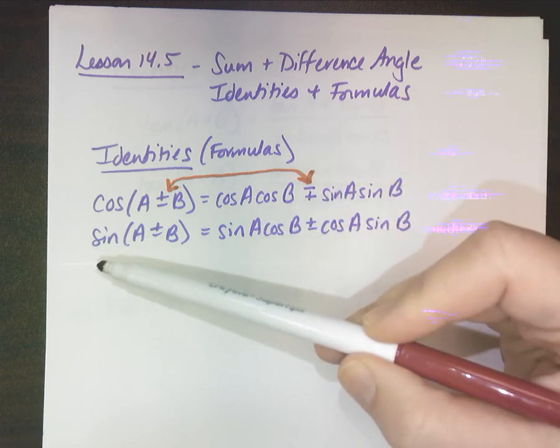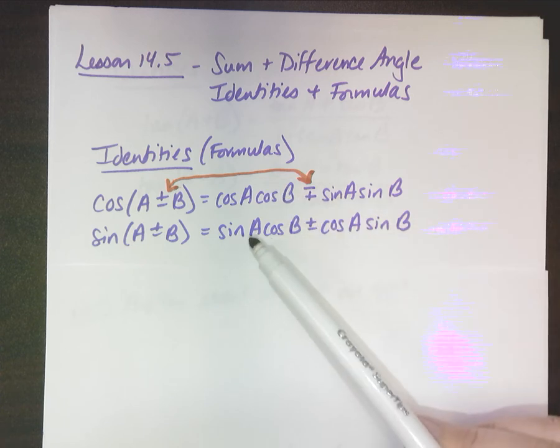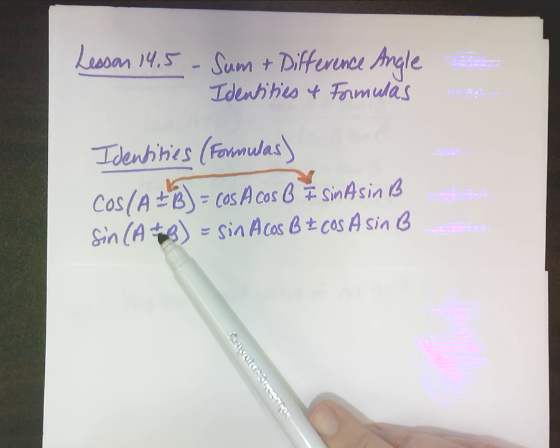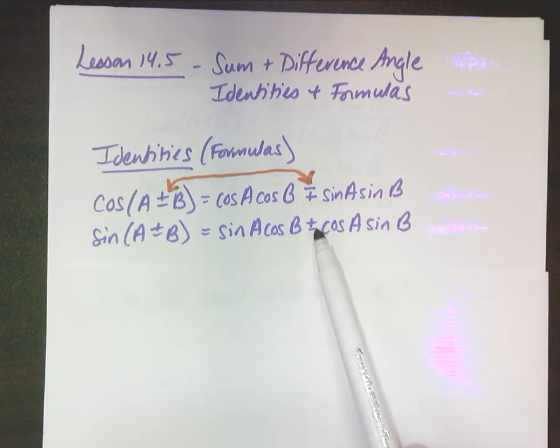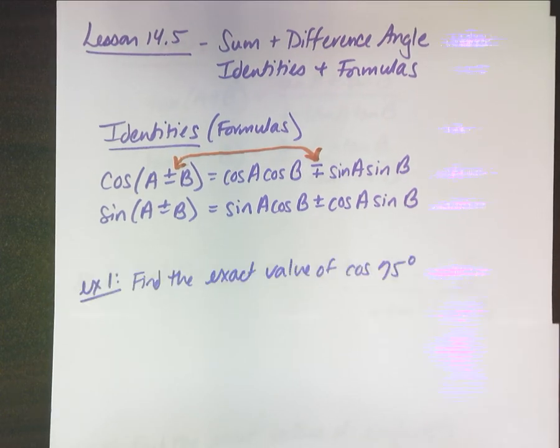If it's sine of A plus or minus B, then your formula is sine A cosine B, and then whatever this symbol is here, if it's a plus, it stays plus. If it's a minus, it goes to minus. Cosine A sine B. So let me do an example so you can understand what we're doing today.